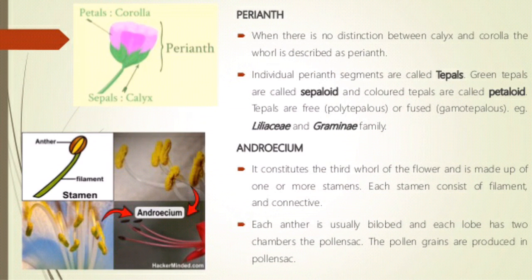Androecium is the male part of the flower. It constitutes the third whorl of the flower and is made up of one or more stamens. Each stamen consists of filament, anther and connective. Each anther is usually bilobed and each lobe has two chambers, that is pollen sacs. The pollen grains are produced in these pollen sacs.